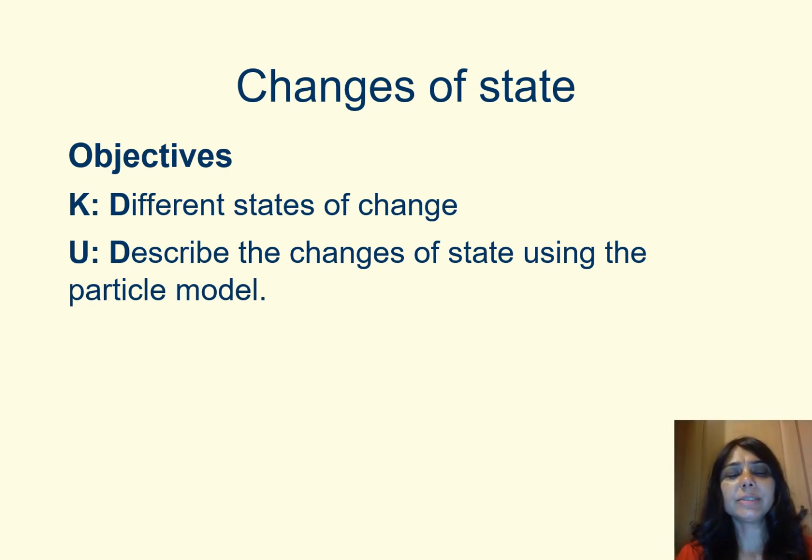Hello, we're looking at change of states today, and this is a key stage 3, which is a year 7 or 8 topic. What we're doing is looking at the different changes of state, describing them using particle models, and looking at the key processes that involve the different changes of state. So how do they go from one state to a different state?